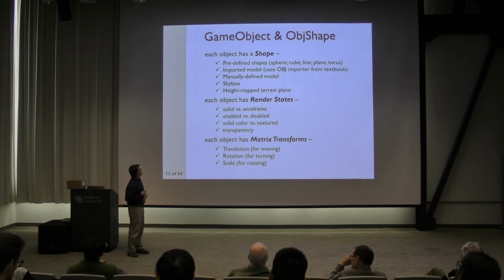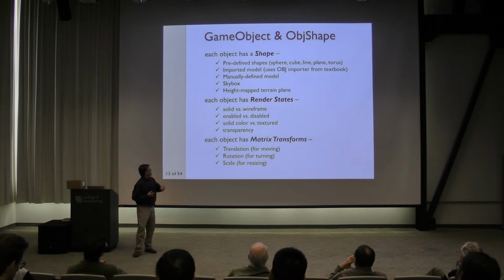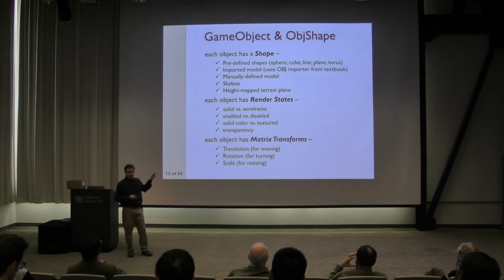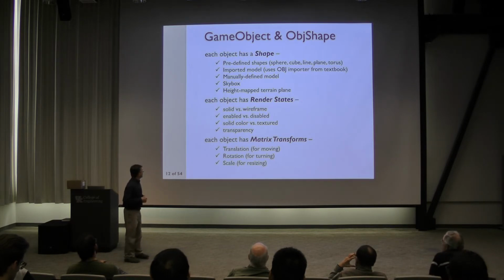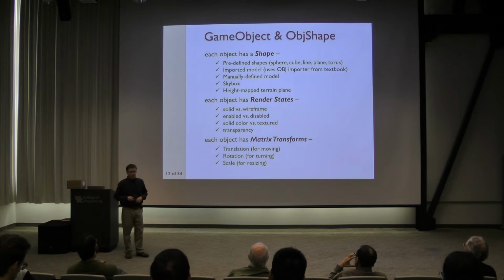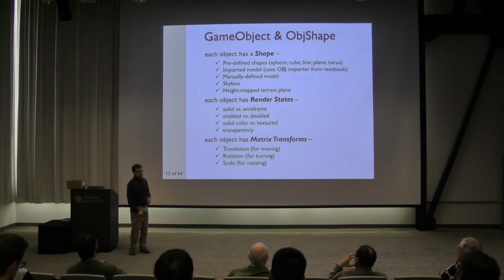Each object also has an instance of a class called render states, which enables you to set if you want it to be rendered solid or wireframe, enable it or disable it, whether it's textured or just has a solid color, whether it's transparent. Actually, truth be told, I haven't implemented transparency yet. It's trickier than trying to figure out a way to do it really simple. I haven't figured it out yet.